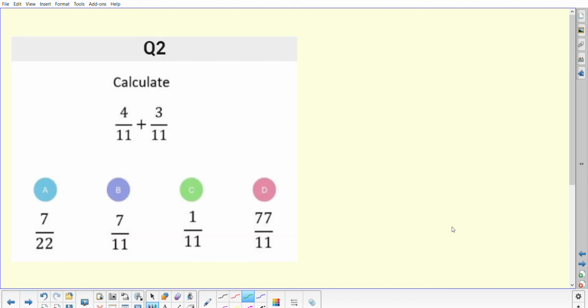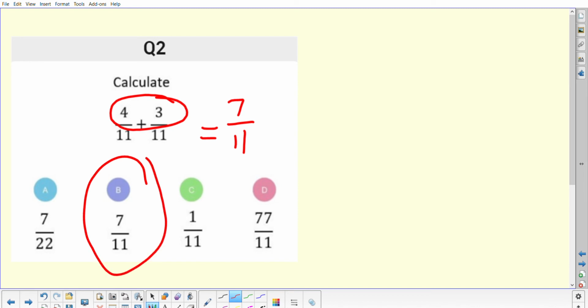Same with this one. It is about knowing that all you're basically doing is adding the top numbers because the bottom numbers are the same, so your answer should have just been 7/11, which was answer B again.